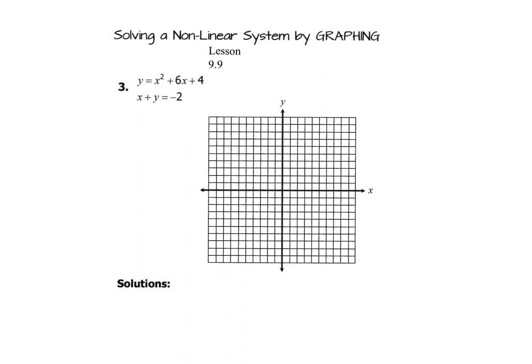All right, next up on our examples is number 3. Looking at our equations, I see that I have y equals x squared plus 6x plus 4. Now this equation starts with y equals, so it is ready to be graphed. The second equation says x plus y equals -2. Well, x and y are on the same side. It does not start with y equals, so we are not ready to put these into our graphing calculator yet.